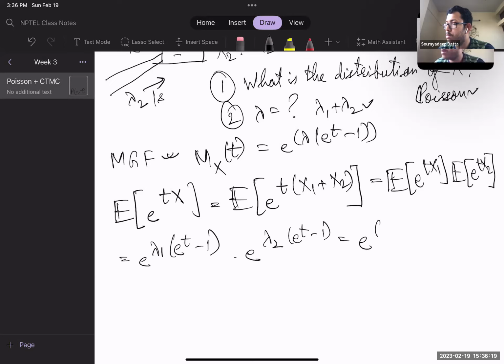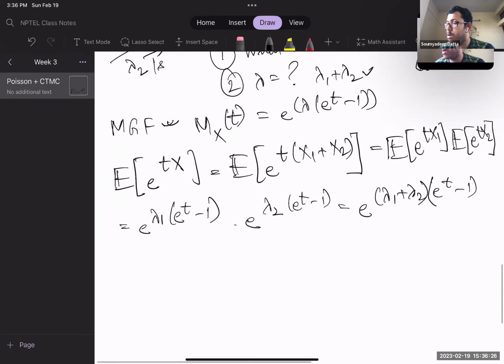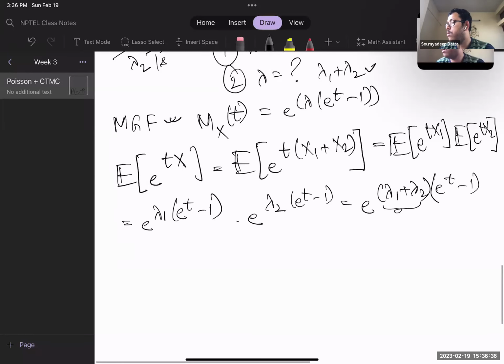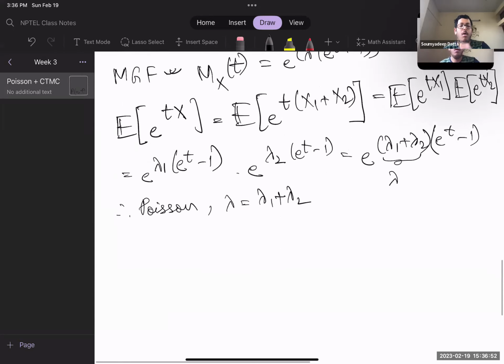So this comes out to be e to the power lambda 1 plus lambda 2, times (e to the power t minus 1). You're right, the best way to characterize any random variable is to use the moment generating function. Clearly this is the form of the moment generating function of a Poisson distribution with rate parameter lambda equal to lambda 1 plus lambda 2. Therefore, this is Poisson, with a mean rate equal to lambda 1 plus lambda 2.